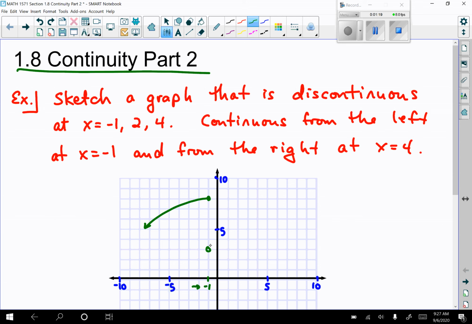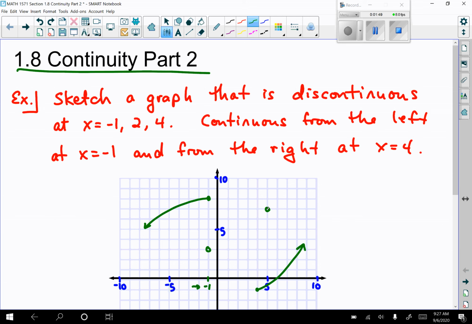All right, we also know continuous from the right at x equals 4. So again, I could put a point anywhere here at 4. Continuous from the right, so then maybe I have something that looks like this, so that the limit as x is approaching 4 from the right is equal to f of 4. But we also know that we're discontinuous at x equals 4. So again, I could maybe put a point right up here.